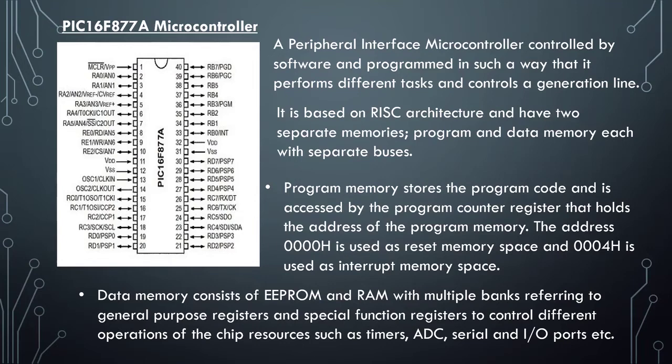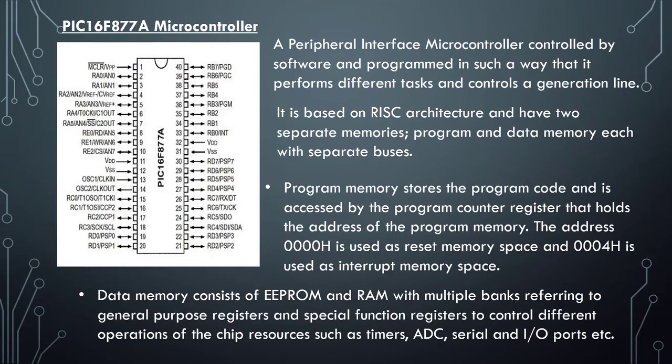The other type of memory in the PIC microcontroller is the data memory, which consists of the EEPROM, the electrically erasable PROM, and the RAM with multiple banks, referring to the general purpose registers and special function registers. These can be used to control different operations of the chip resources, such as the timers, the ADC, the analog to digital converter, the serial, and the input and output ports, among many others.